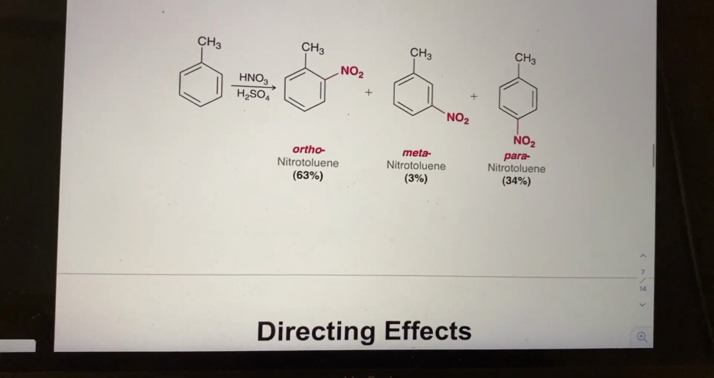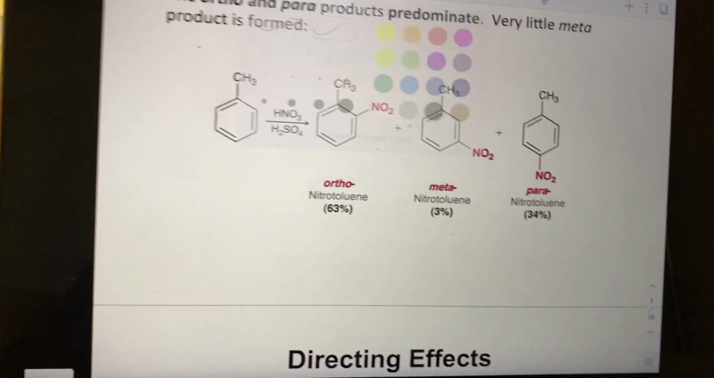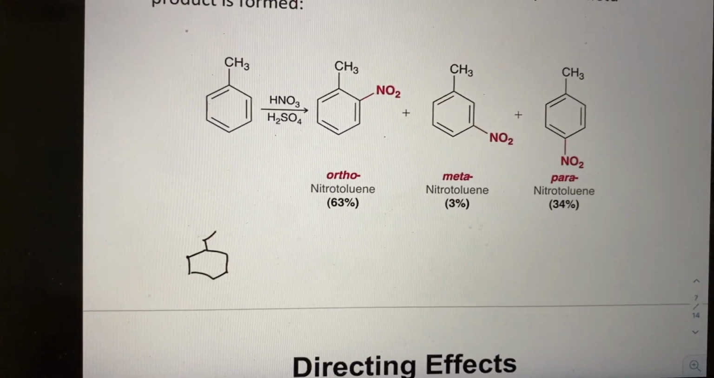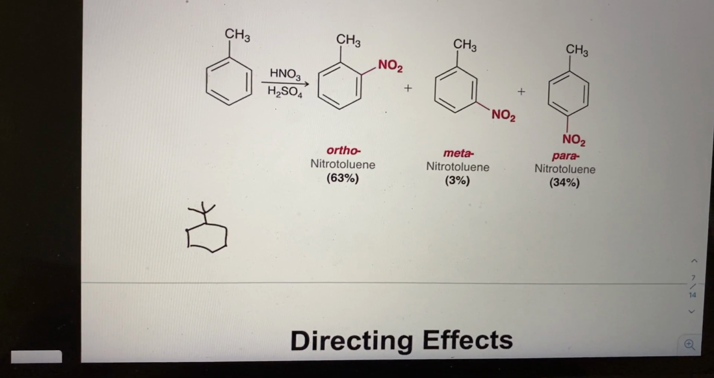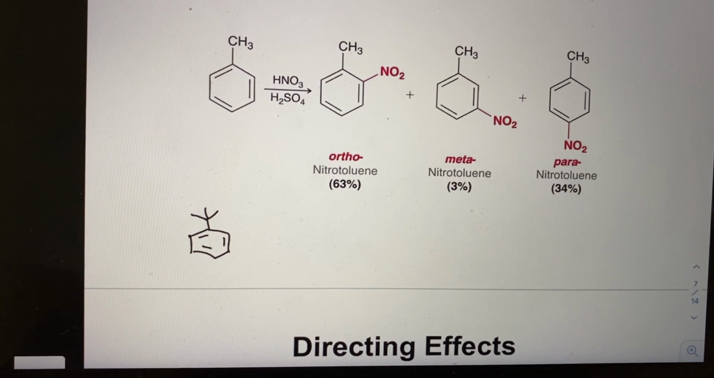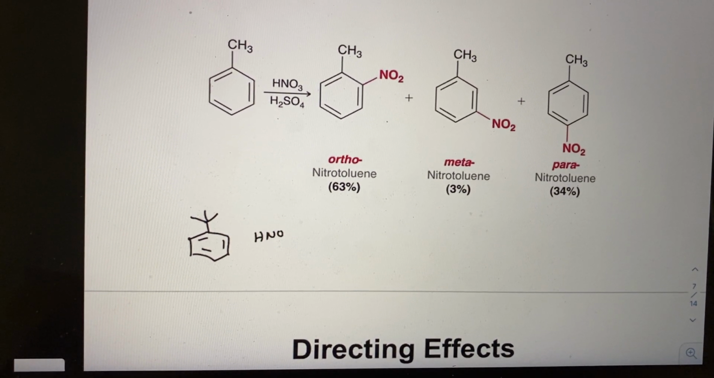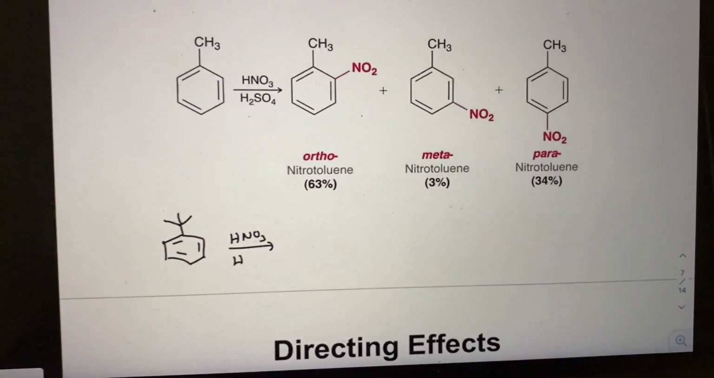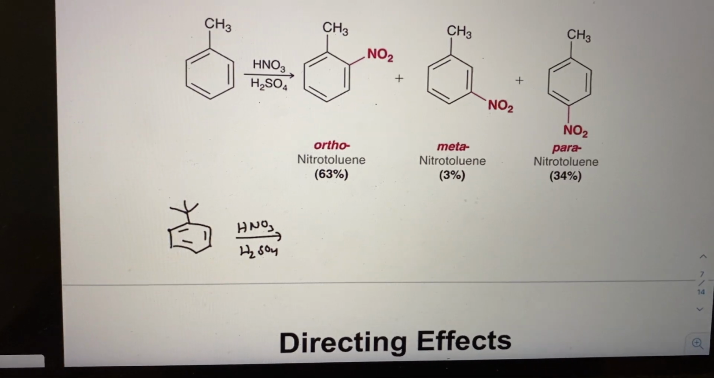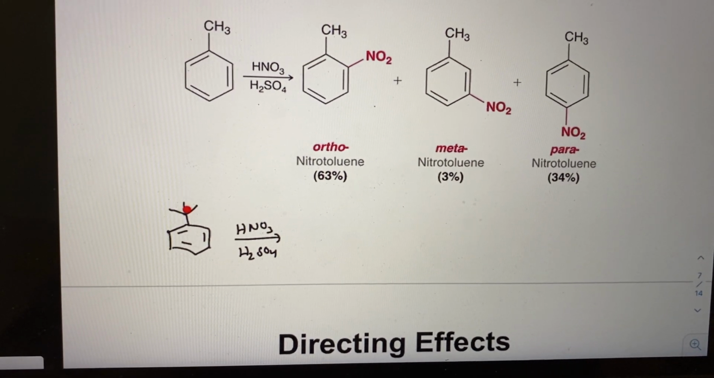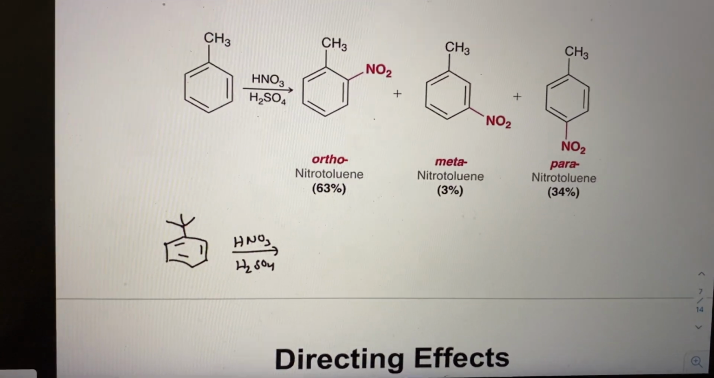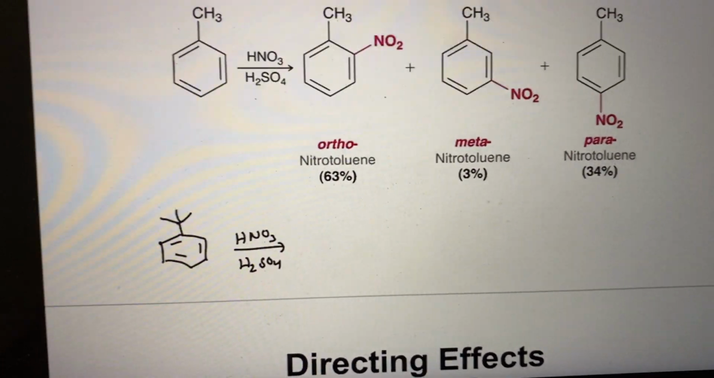However, while we're on that, there are cases where, rather than having a methyl, let's say you have this big, bulky tert-butyl group here. Now, if you're going to take this big tert-butyl group and treat this with nitric acid and sulfuric acid, now, in terms of activating and deactivating, this group is donating electron density into the ring, the tert-butyl group, just like the methyl group. So this is going to be an activating group.